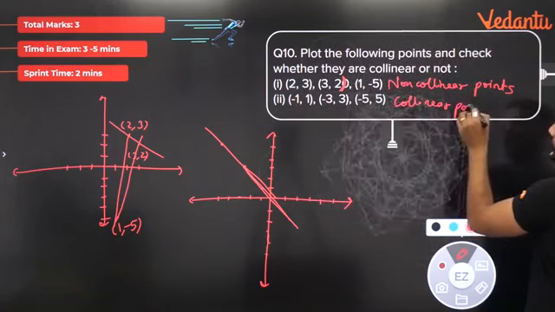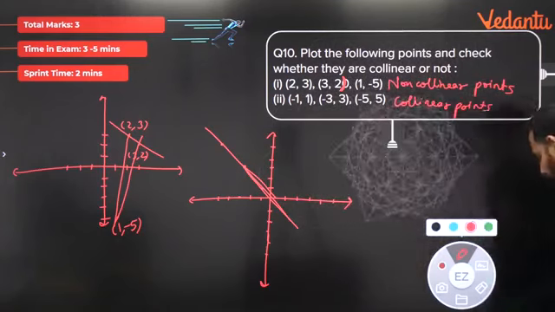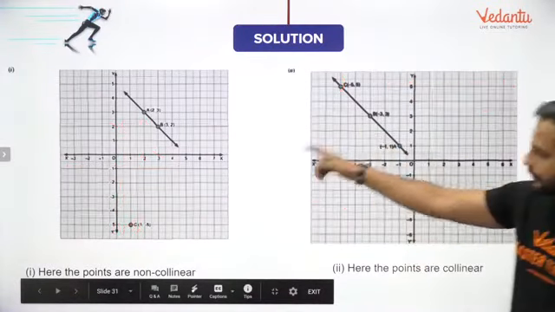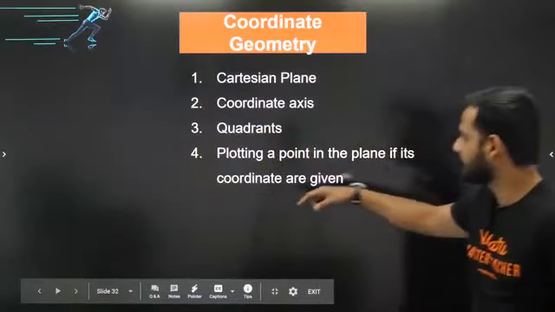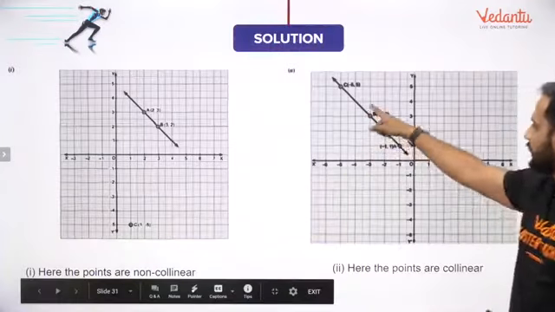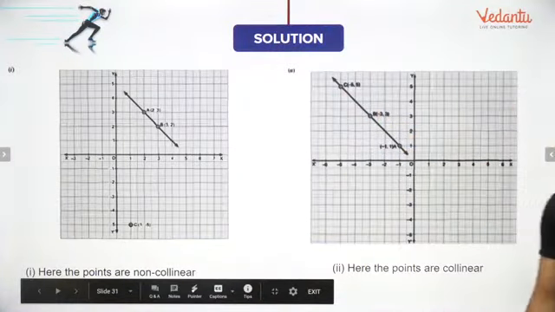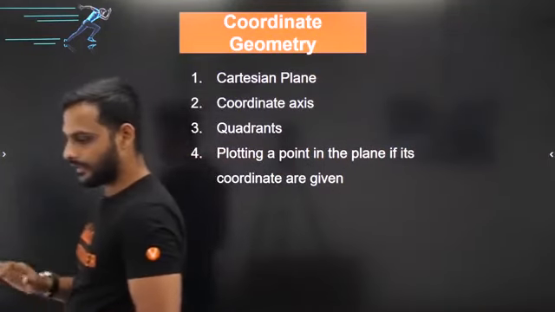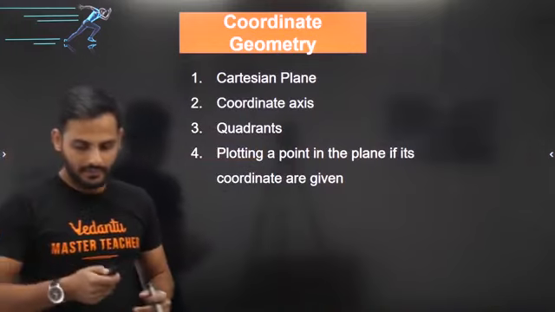Okay, so these are the kind of questions bachcho, which are asked to you in your examination. So first one is not collinear because this 1, -5 is very far away. Okay, and the second case is a collinear point. Okay bachcho, so with this we have completed your whole topic. All the topics are covered by now.